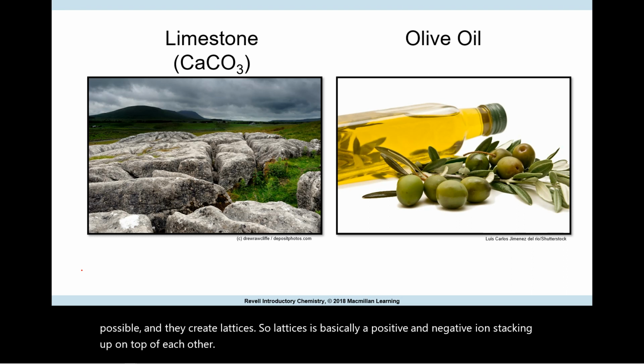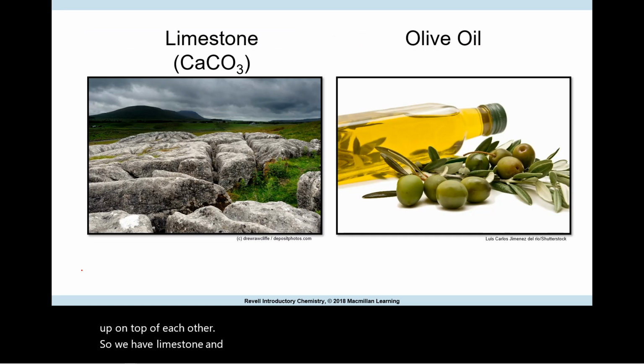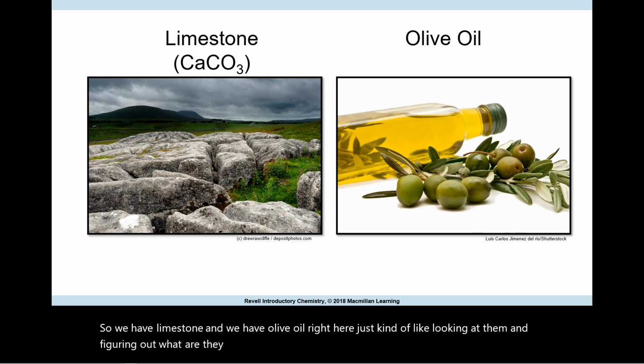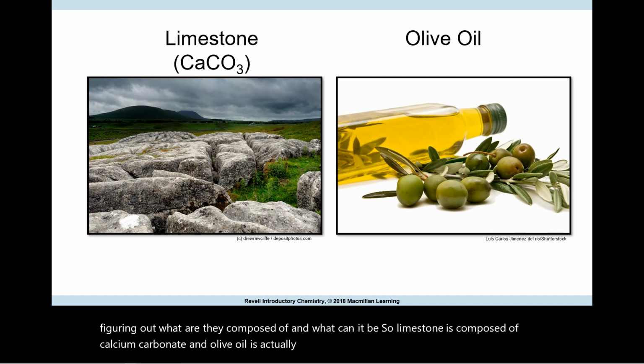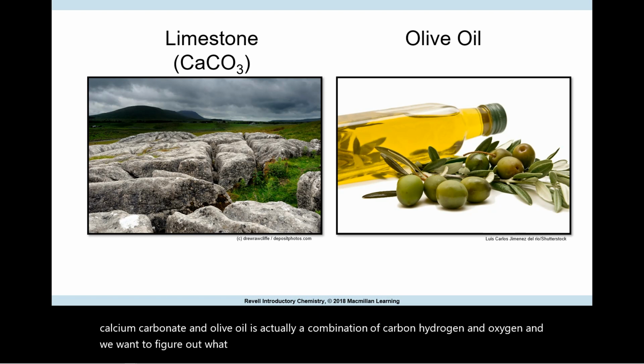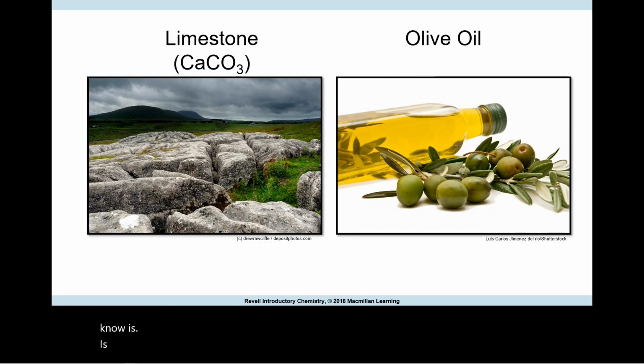So we have limestone and olive oil right here. Just looking at them and figuring out what they are composed of. Limestone is composed of calcium carbonate, and olive oil is actually a combination of carbon, hydrogen, and oxygen. And we want to figure out what their properties are. Well, the first thing we need to know is whether it is covalent or ionic.